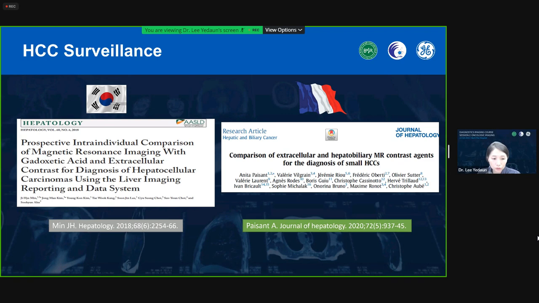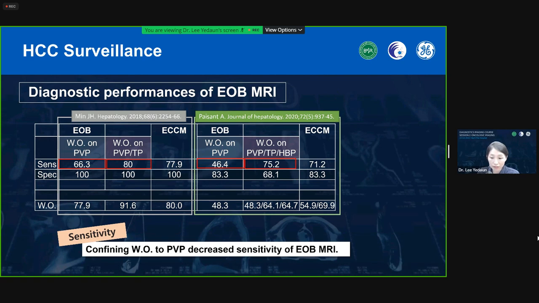Recently, two studies from Korea and France performed a head-to-head comparison between conventional extracellular and hepatobiliary contrast agent. In both studies, the sensitivities on EOB MRI were markedly improved when the washout appearance was extended to transitional or hepatobiliary phase, which were better than ECCM. The proportions of the washout appearance increased as the timing of the washout appearance was extended, which explains the improvement in sensitivities in EOB MRI.